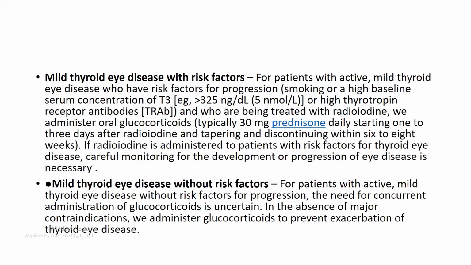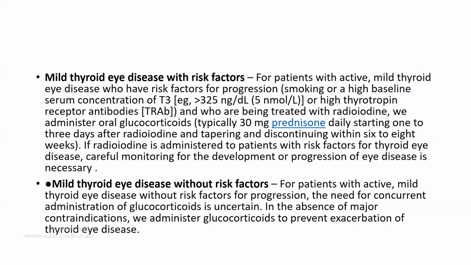orally. And for patients with active mild thyroid eye disease who have risk factors for progression, like smoking, high baseline serum concentration of T3 or high thyroglobulin antibodies, and who are being treated with radioiodine, administration of steroid like prednisolone daily starting 1 to 3 days after radioiodine and tapering to discontinuation within 6 to 8 weeks. This is the usual recommendation. If the radioiodine is administered to a patient with risk factors for thyroid eye disease, careful monitoring for development or progression of eye disease is necessary.